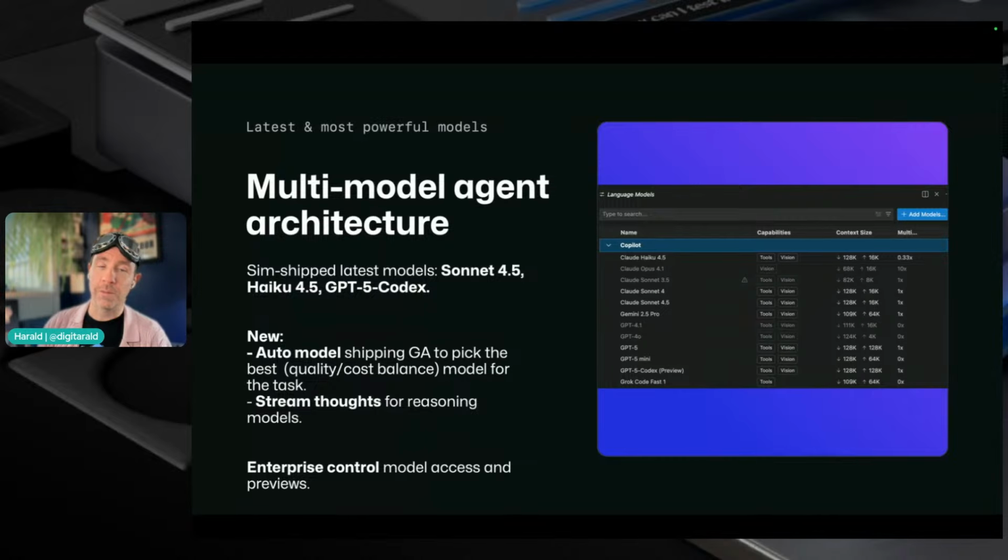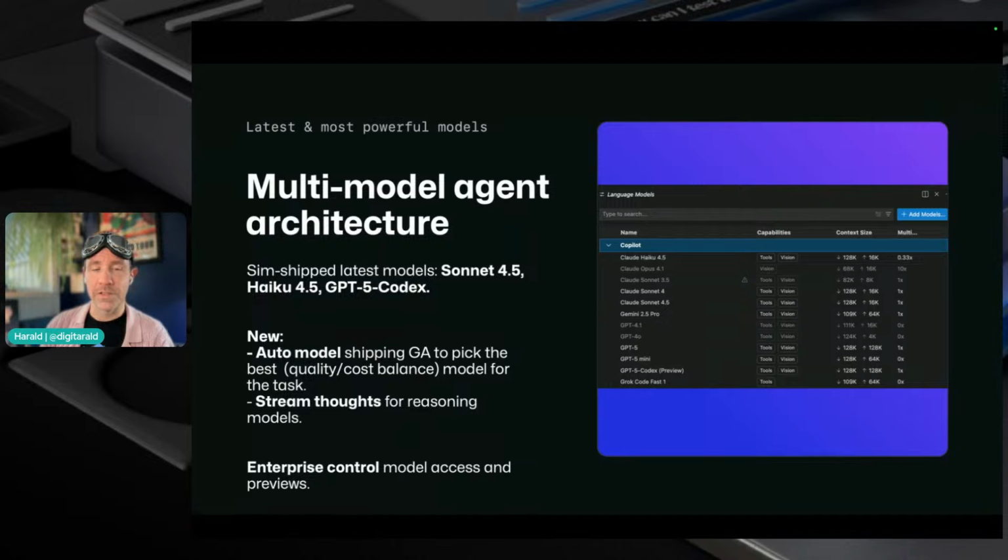Then new, coming in GA, is Auto Model. Auto Model will pick the best cost quality balance for the task, and we're going to improve it over time. But basically, we know a lot of developers don't want to think about models. They just want to have the agent pick the best model, and Auto Model is going to be that.